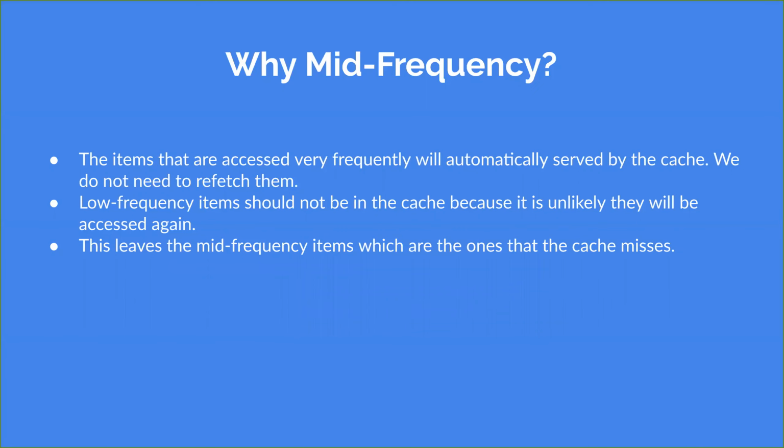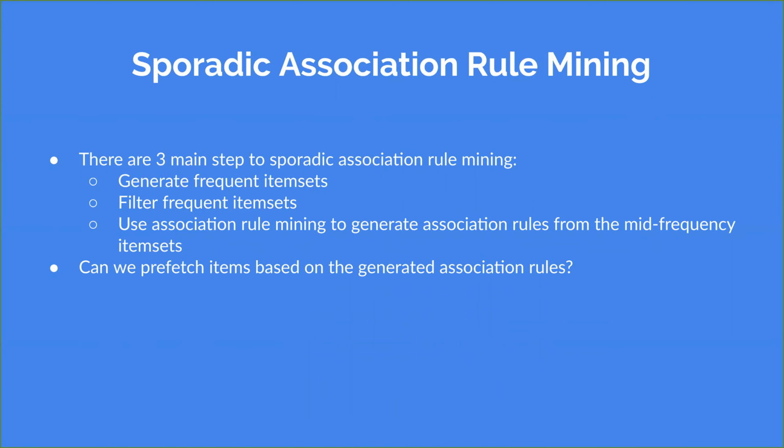So we try to identify the mid-frequency items. It is because the high-frequency items will already be handled by the cache because they're requested so much, and low-frequency items do not need to be in the cache. So usually the cache misses result from items that are mid-frequency. Therefore, we filter during the item set filtering process. So the three main processes are: generate the item set, filter the item set and leave just the mid-frequency items, and then use association rule mining to generate associations between these different blocks.